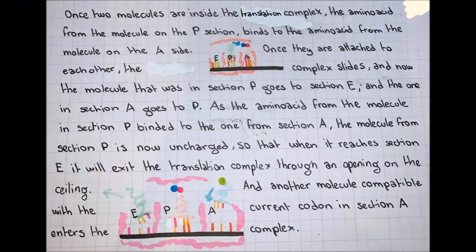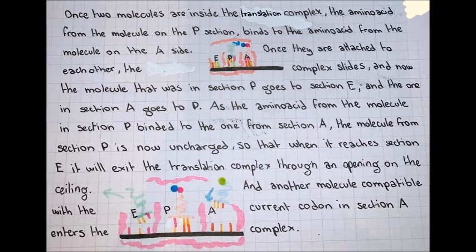Once the two molecules are inside the translation complex, the amino acid from the molecule in the P section binds to the amino acid from the molecule on the A side. Once they are attached to each other, the complex slides, and now the molecule that was in section P goes to section E, and the one in section A goes to P.